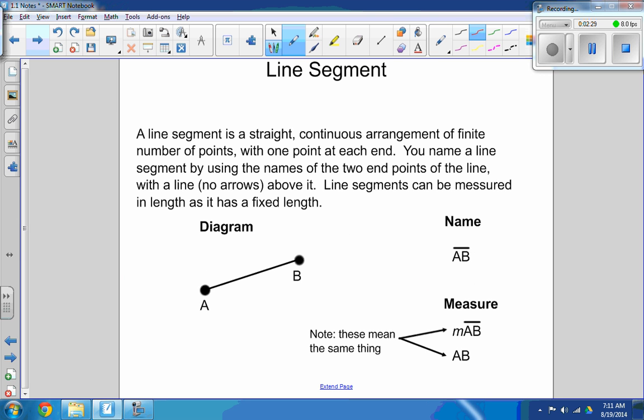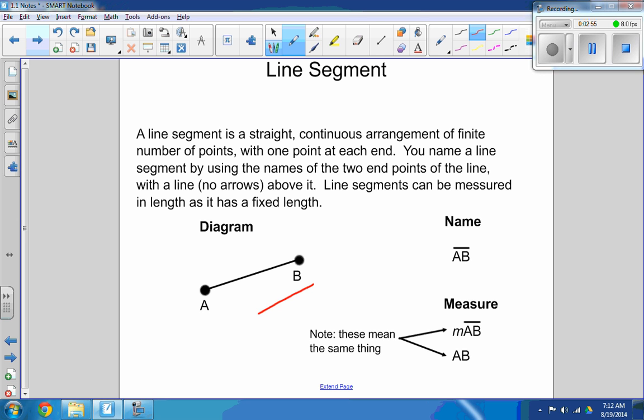The line segment. A line segment is a straight, continuous arrangement of a finite number of points, not infinite, with 1 point at each end. You name a line segment by using the names of the 2 endpoints of the line, with a line, no arrows, above it. A line segment can be measured in length as it has a fixed length.